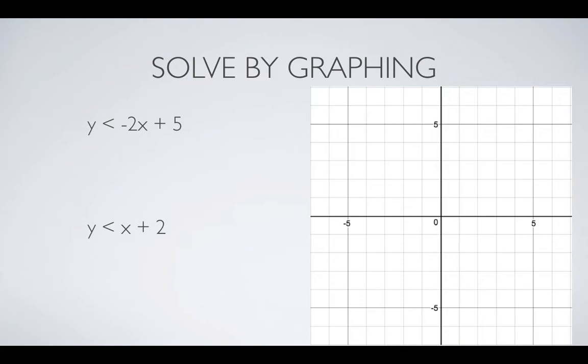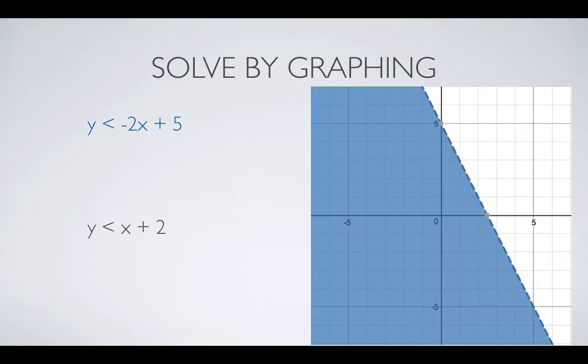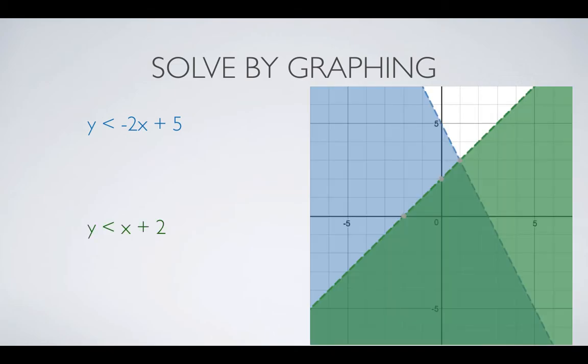So the first thing I'm going to do is graph y is less than negative 2x plus 5. That ends up looking like this. Now I'm going to graph y is less than x plus 2. That looks like this, and our answer ends up being in the overlap area, which is right here. And so that would end up being our answer. And that is how we solve by graphing.